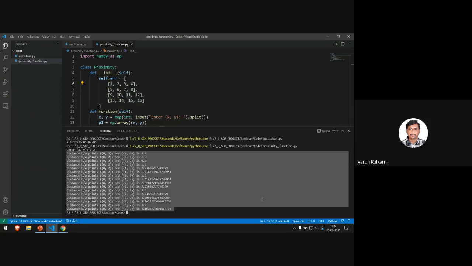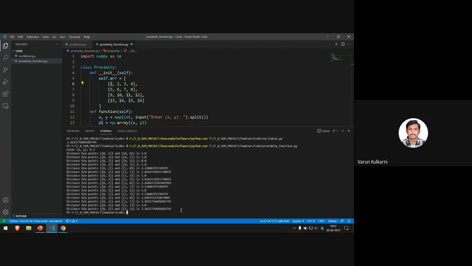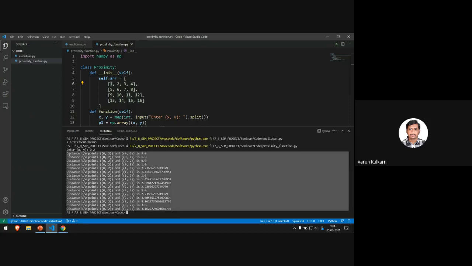If it is 0, then it is near. If it is 3.16, for example 0 comma 2 and 3 comma 3, we got the same output as the previous code which we ran, that is the distance between 0, 2 and 3, 3 is 3.16 approx. So on for every pixel. This is the implementation via code.